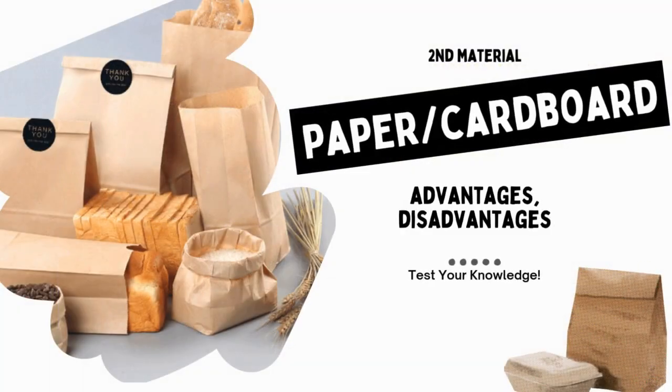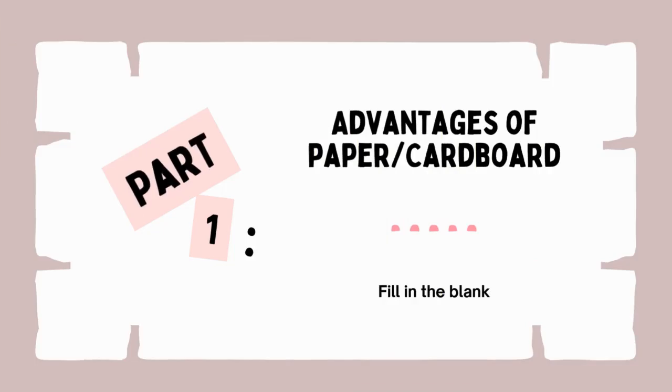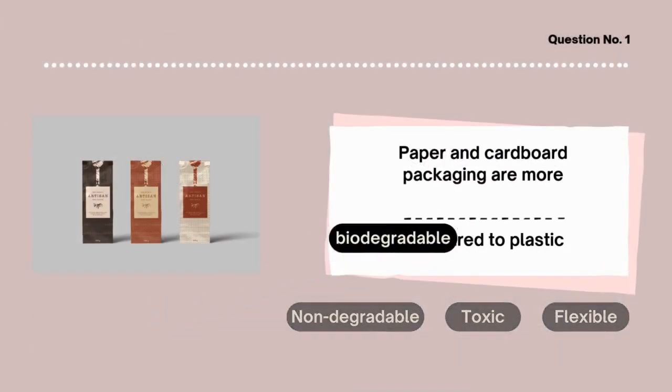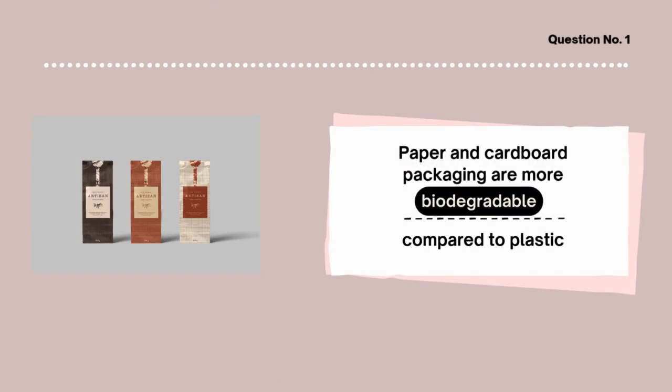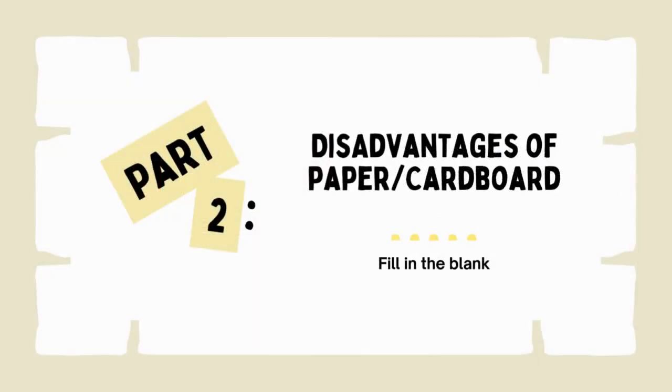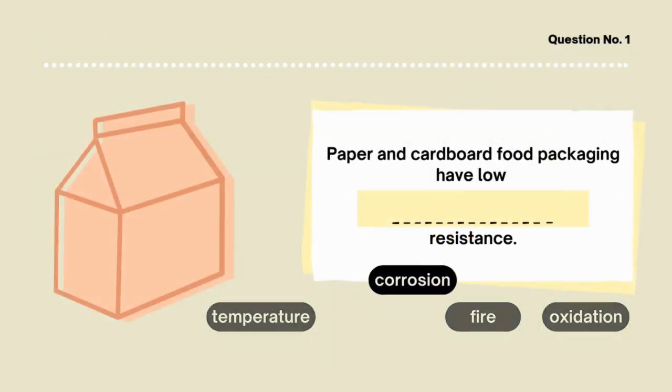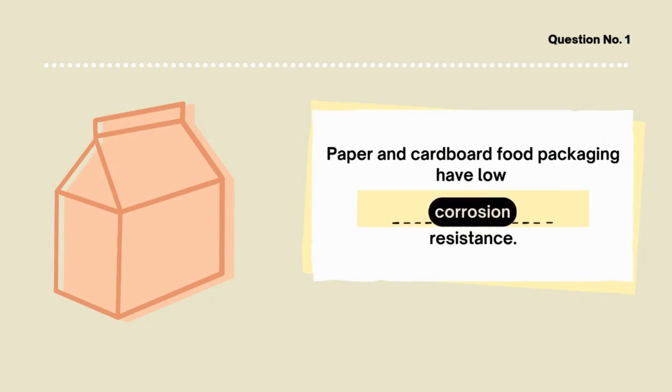Now let's move on to the second material, paper and cardboard. Let's learn more about the advantages of paper and cardboard. What do you think is the difference between paper and plastic packaging? Paper and cardboard are more biodegradable as they decompose more quickly in landfills. Lastly, let's talk about the disadvantages of paper and cardboard. Identify the options that correspond to the answer. The answer is that they have low corrosion resistance, which makes them unsuitable for packaging products that are exposed to moisture or air for long periods.